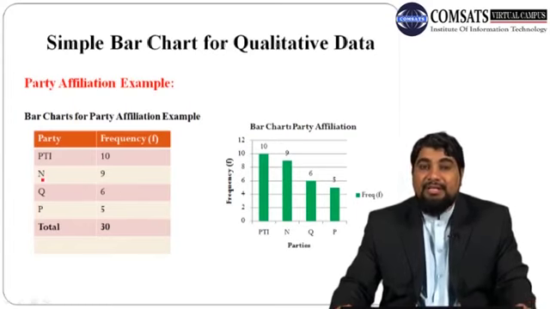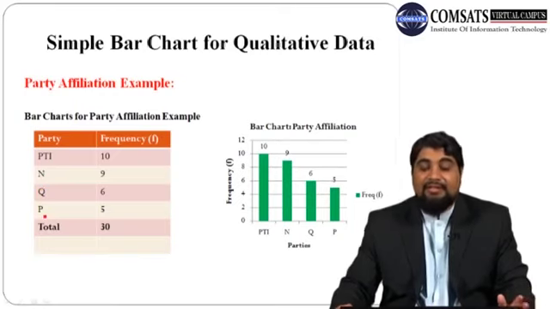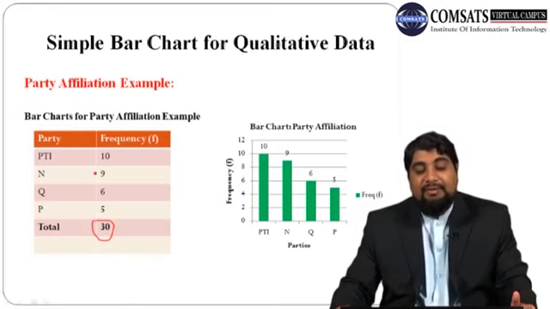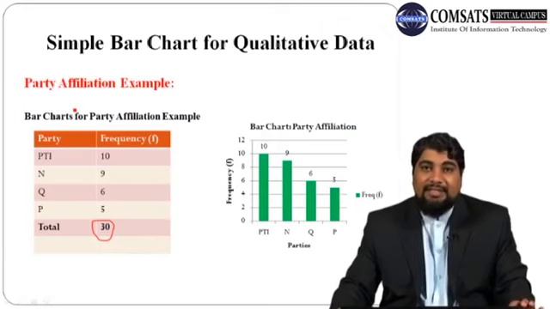I have reduced their names. Instead of writing PMLN in full, I have just used the N, and similarly for PMLQ I have used only Q, and instead of PPP I have used only the letter P. It doesn't matter whether you use the full name or the abbreviated name. So this is the frequency distribution. We have a total of 30 students, and we want to construct a simple bar chart of this data.